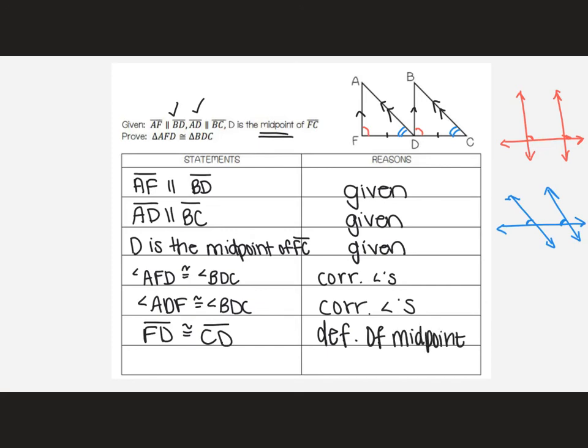Now, I've marked all of my givens. I have 3 marks on each triangle. I have enough to prove that they're congruent, so triangle AFD is congruent to triangle BDC is what they were trying to get me to prove. Remember, when you look at the triangles, we're going to ignore the arrows and just look at angles and sides. So I have an angle, a side, an angle. That's angle, side, angle.